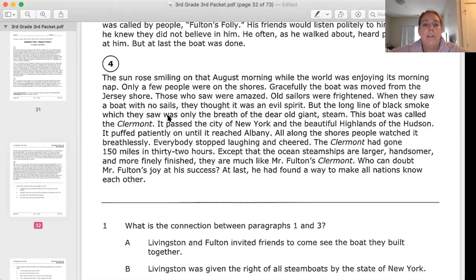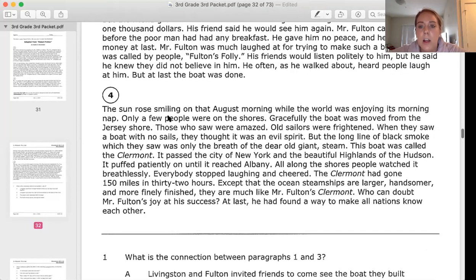All right, paragraph 4. The sun rose smiling on that August morning while the world was enjoying its morning nap. Only a few people were on the shores. Gracefully the boat was moved from the Jersey shore. Those who saw were amazed. Old sailors were frightened. When they saw a boat with no sails, they thought it was an evil spirit. But the long line of black smoke which they saw was only the breath of the dear old giant steam.